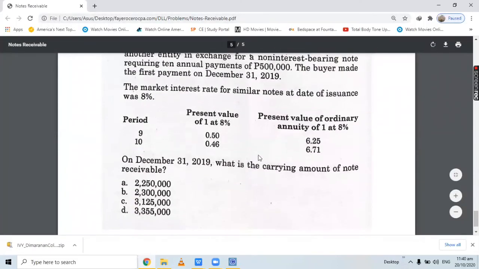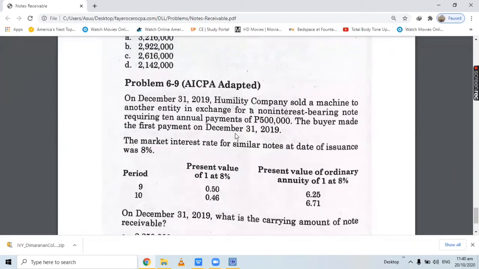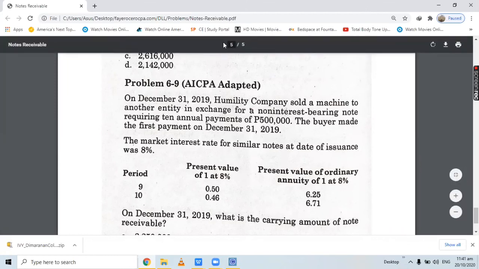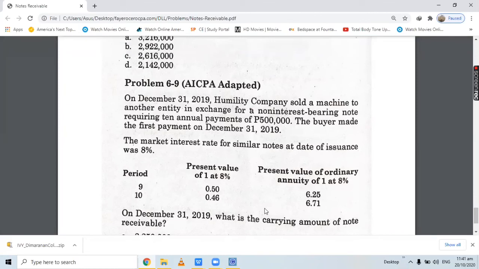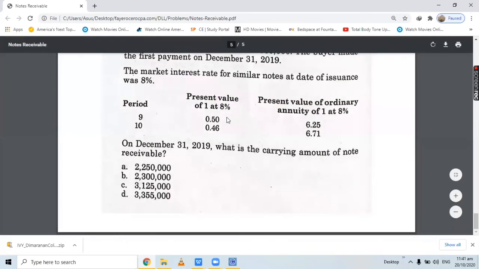Problem 6-9, final problem. On December 31, 2019, Humility Company sold a machine to another entity in exchange for a non-interest-bearing note requiring 10 annual payments of 500,000. The buyer made the first payment on December 31, 2019. So similar to the previous problem, right? The first payment is also on the date of the note. The market interest rate for a similar note at the date of issuance was 8%. We are given present value tables again. Question: on December 31, what is the carrying amount of the note receivable?